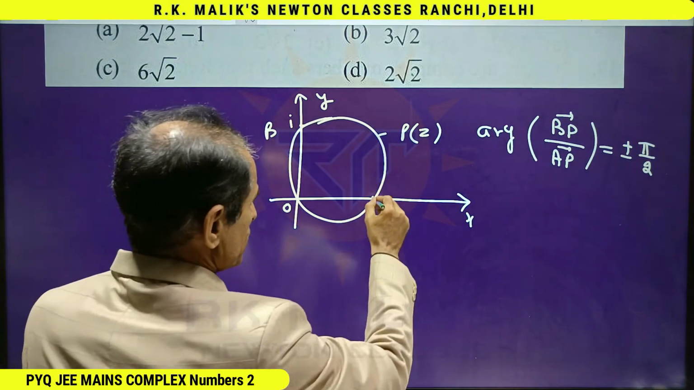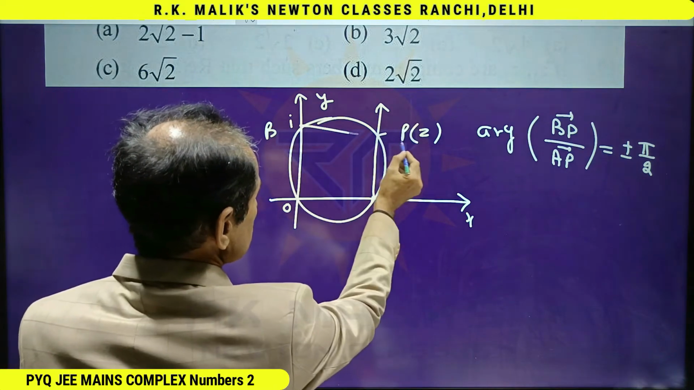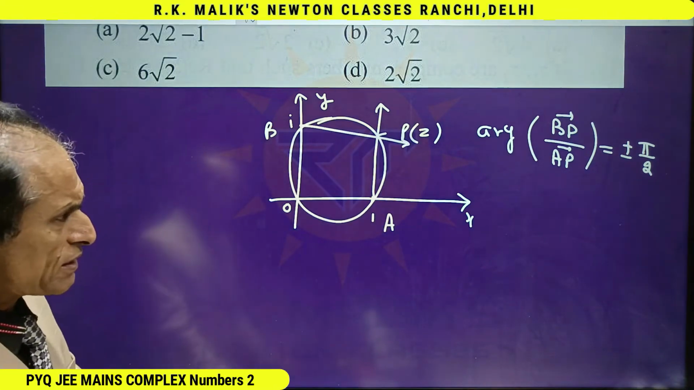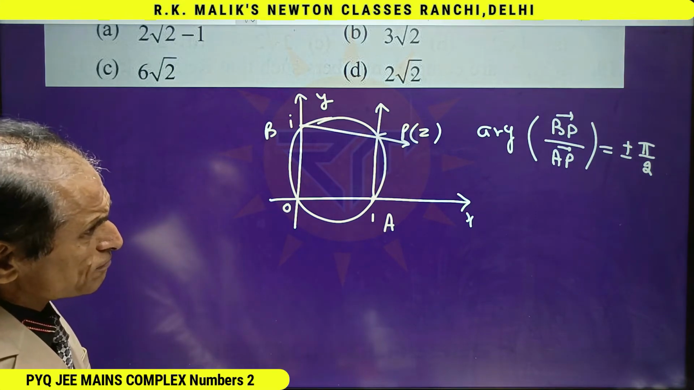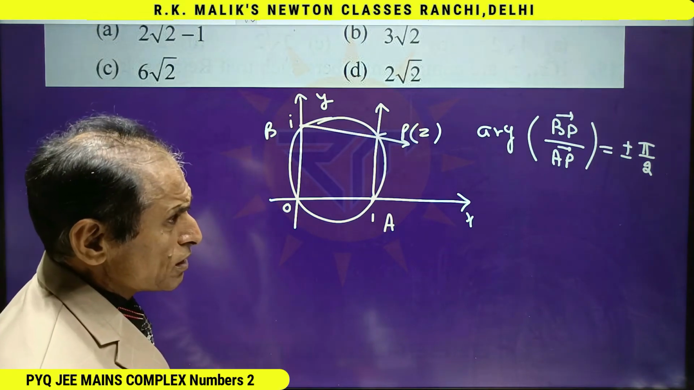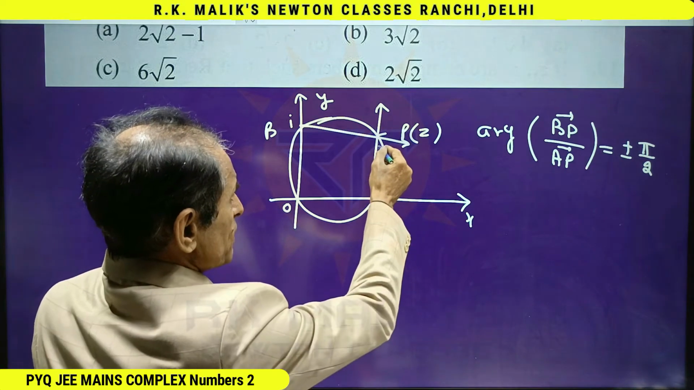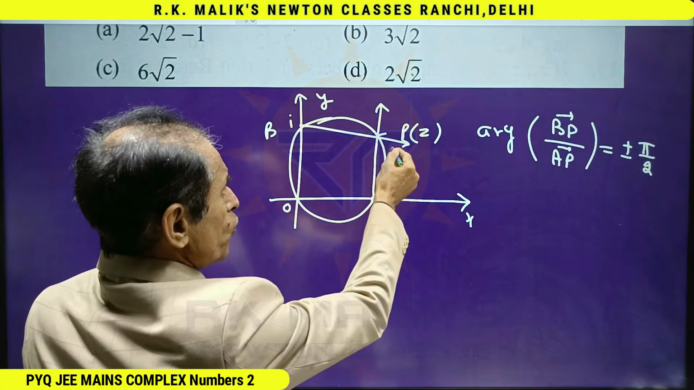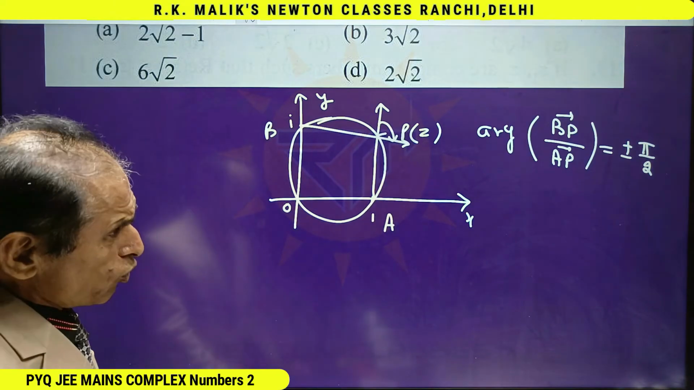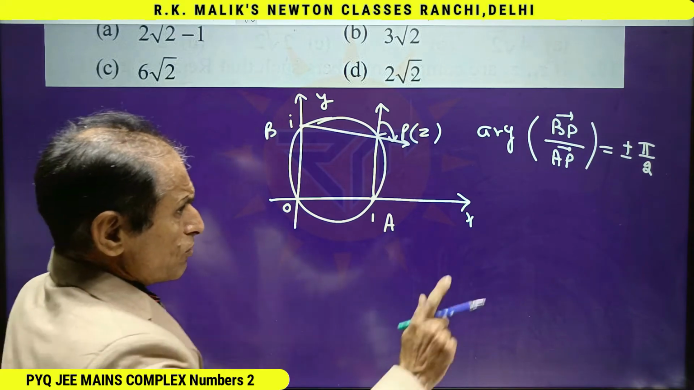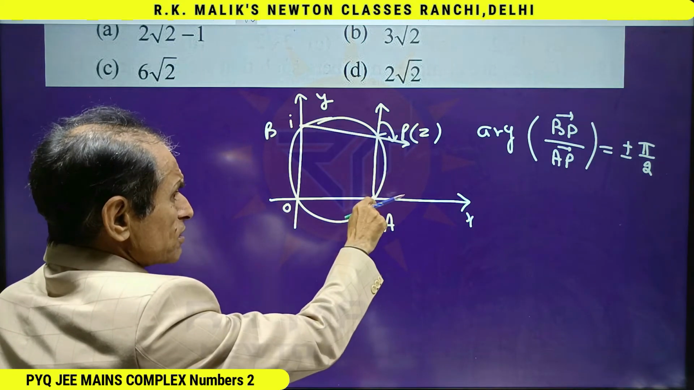See how this is AP vector, this is BP vector, and the angle has to start from AP and reach BP, and the direction should be anti-clockwise. For this portion, if I start from AP and go up to BP, this direction is clockwise. Therefore, I can say for minus pi by 2, I will be getting this part of the semicircle.